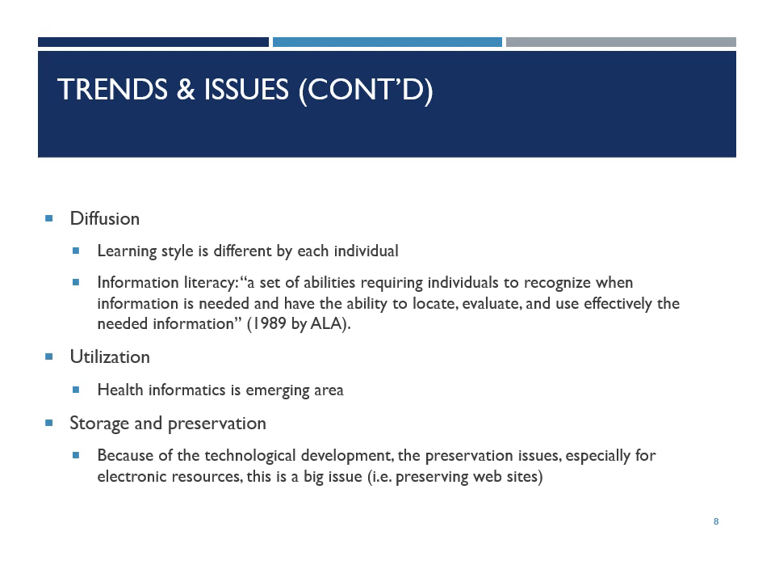As information literacy is defined by ALA in 1989, it says a set of abilities requiring individuals to recognize when information is needed and have the ability to locate, evaluate, and use effectively the needed information. So we have a role to diffuse the information, and also, let me see, the utilization is like the outcome of diffusion.